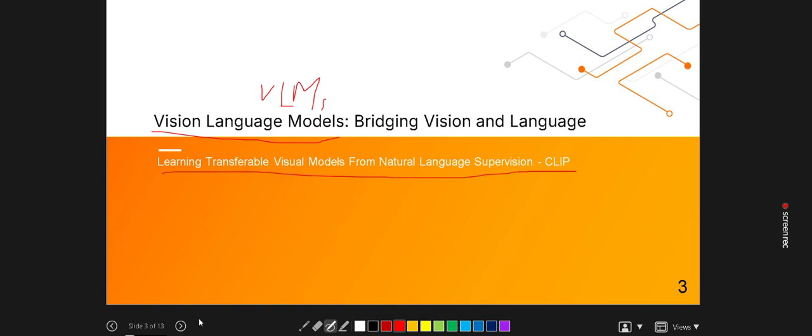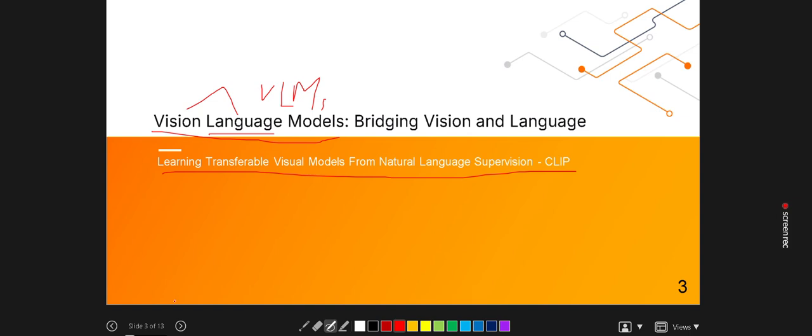Okay, before getting into CLIP, let's understand what VLMs are. From the name we can see it's vision and then language models. So what we do is we combine the computer vision part and the NLP part, and the combination is the visual language models. And why we do it, we'll study further on.